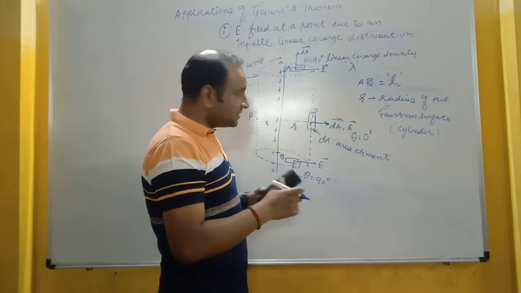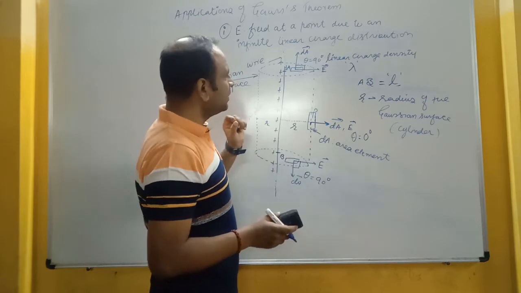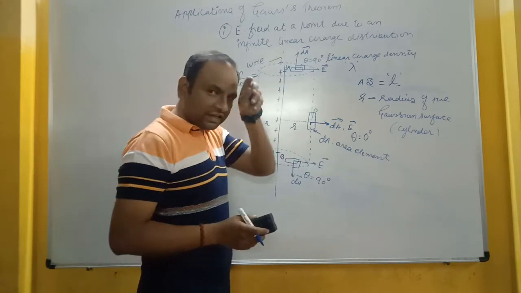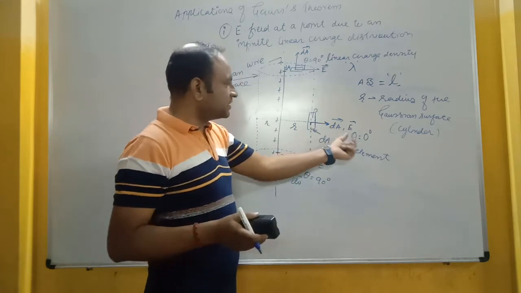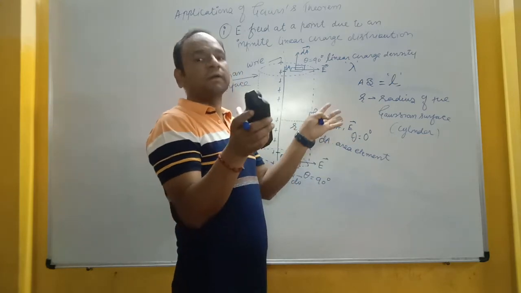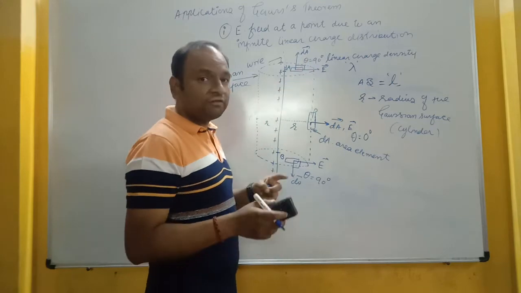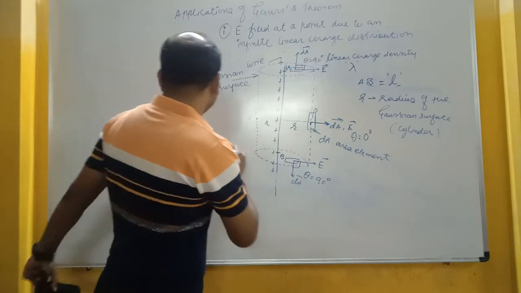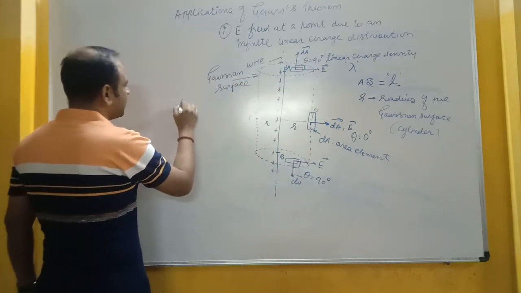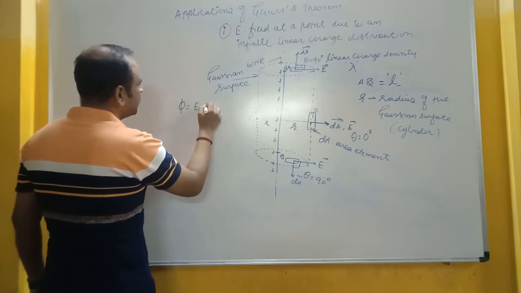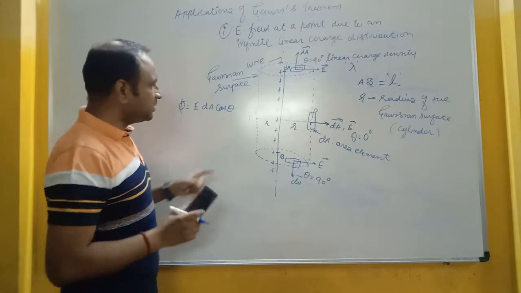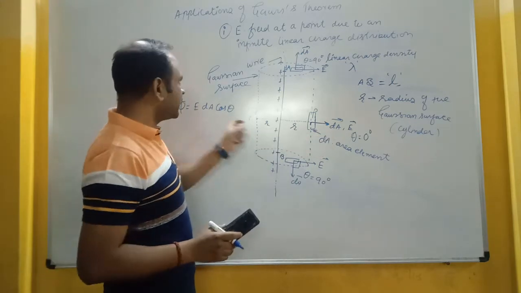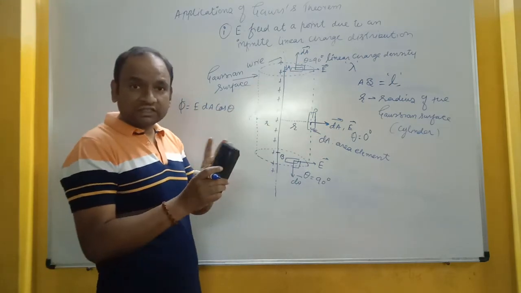What do theta equal to 0 degrees and theta equal to 90 degrees signify? It signifies that when theta is equal to 0 degrees, the flux is maximum. When theta is 90 degrees, the flux is minimum, because from the definition of flux, phi is equal to E into dA into cos theta. So when theta is 0 degrees, phi is maximum, and when theta is 90 degrees, the flux is 0.